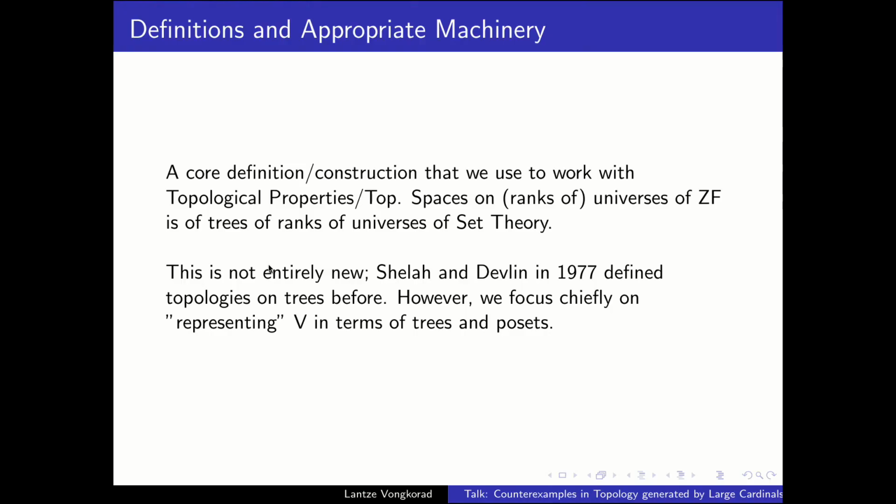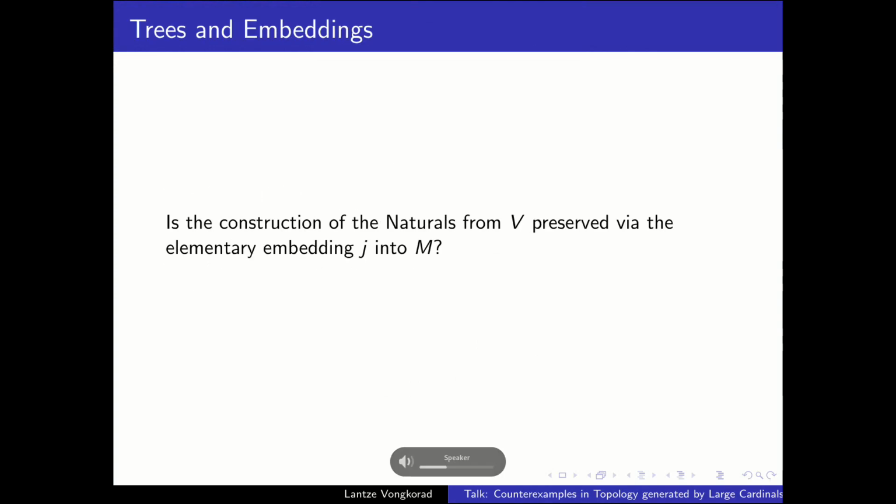So the core motivation for this tree and embedding construction is to answer: is the construction of the naturals from V preserved via the elementary embedding J into M? And this of course represents a measurable cardinal. So measurable cardinal, elementary embedding, critical point of a non-trivial elementary embedding from V into M, which essentially translates into: is the construction of the natural numbers preserved under a large cardinal? And to that, the answer is in the positive.